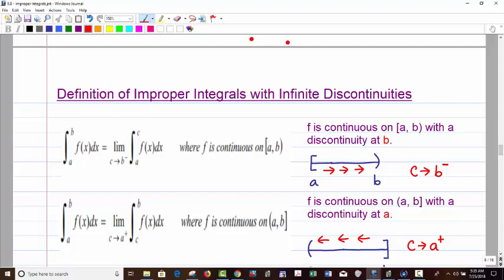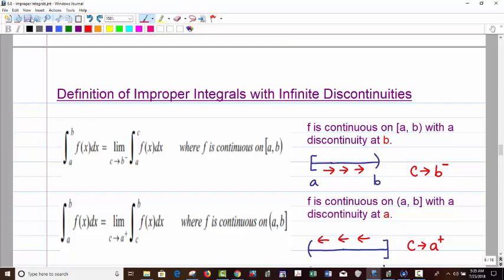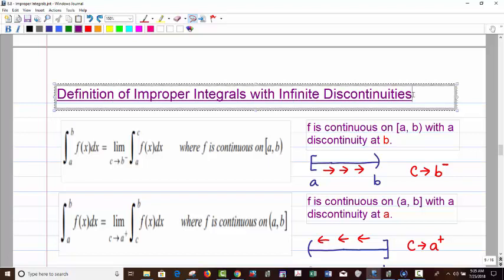Improper integrals with infinite discontinuities. Now this one's a little tricky from a notation standpoint.